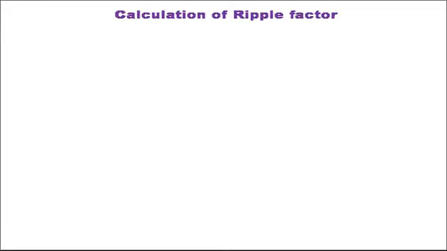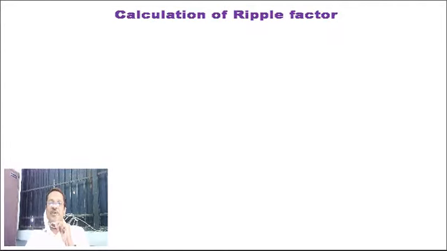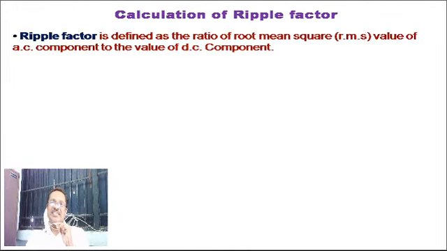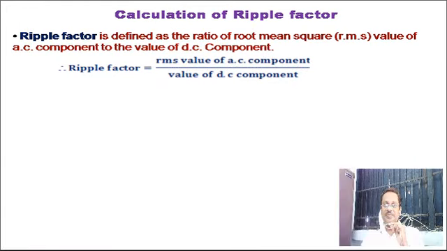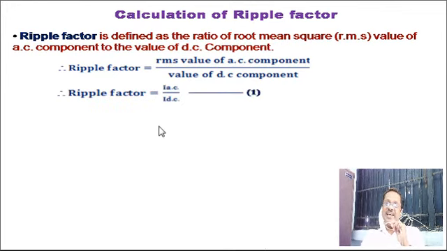Now we have to calculate the ripple factor for the half wave rectifier as well as for the full wave rectifier circuit. Ripple factor is defined as the ratio of the root mean square, that is RMS value of the AC component, to the value of the DC component. Therefore ripple factor is the RMS value of AC component divided by the value of DC component. So it is also written as IAC divided by IDC.